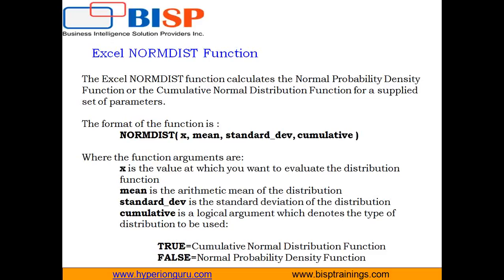This function takes four arguments. The first one is x, which is any value for which you want to calculate the distribution. The second argument is the mean, which is the arithmetic mean of the distribution. The third argument is the standard deviation of the distribution, and the fourth is cumulative, a logical value that takes two options, true or false. If cumulative is true, then the NORM.DIST function returns the cumulative distribution function, and if it is false, then it returns the probability mass function.